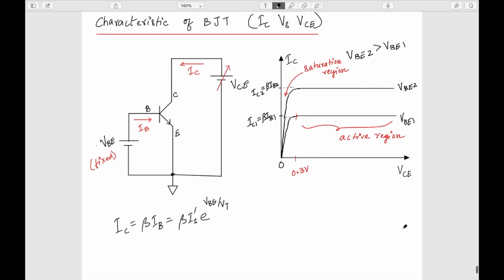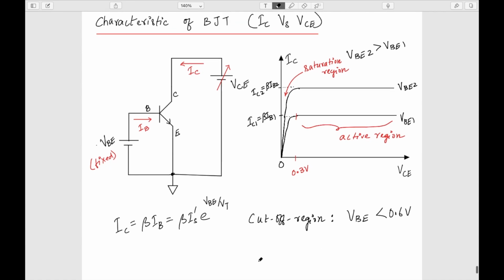So let's summarize the different regions of operation. First of all is the cutoff region. In this case the VBE is less than 0.6 volt. And what is the saturation region?